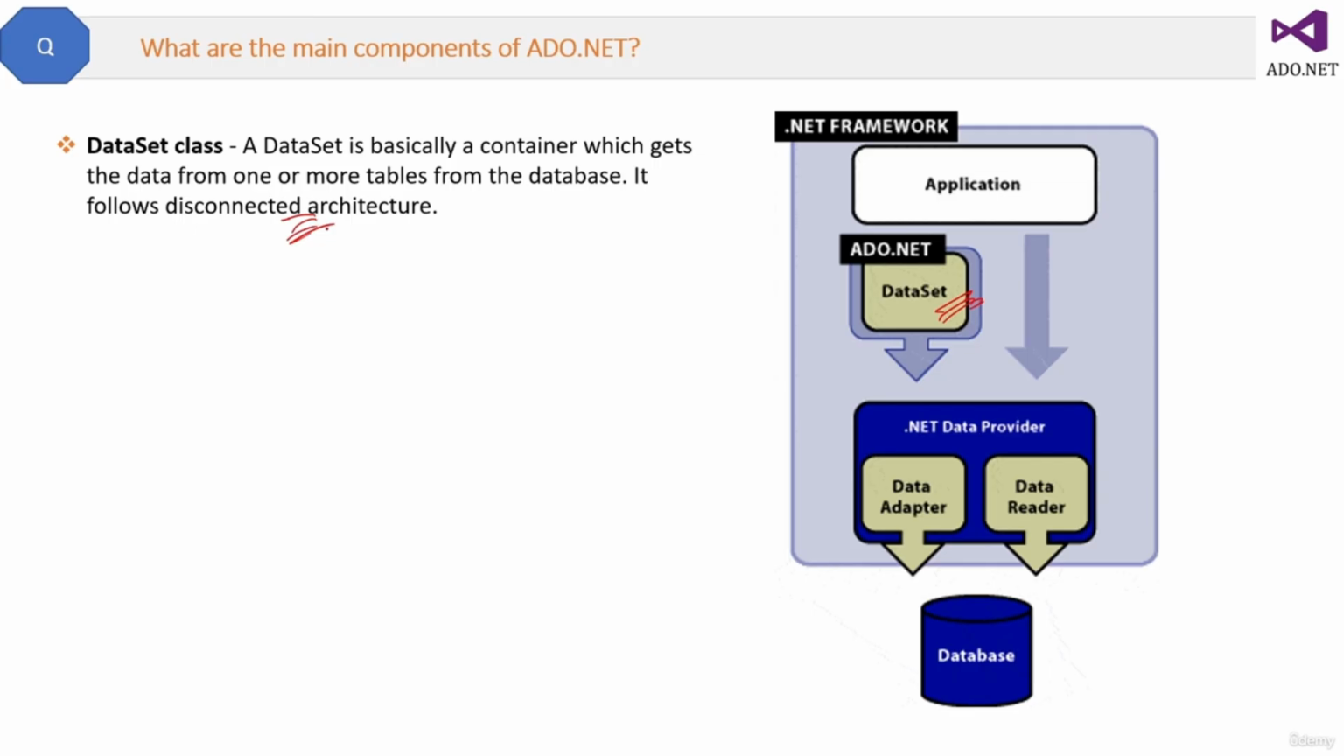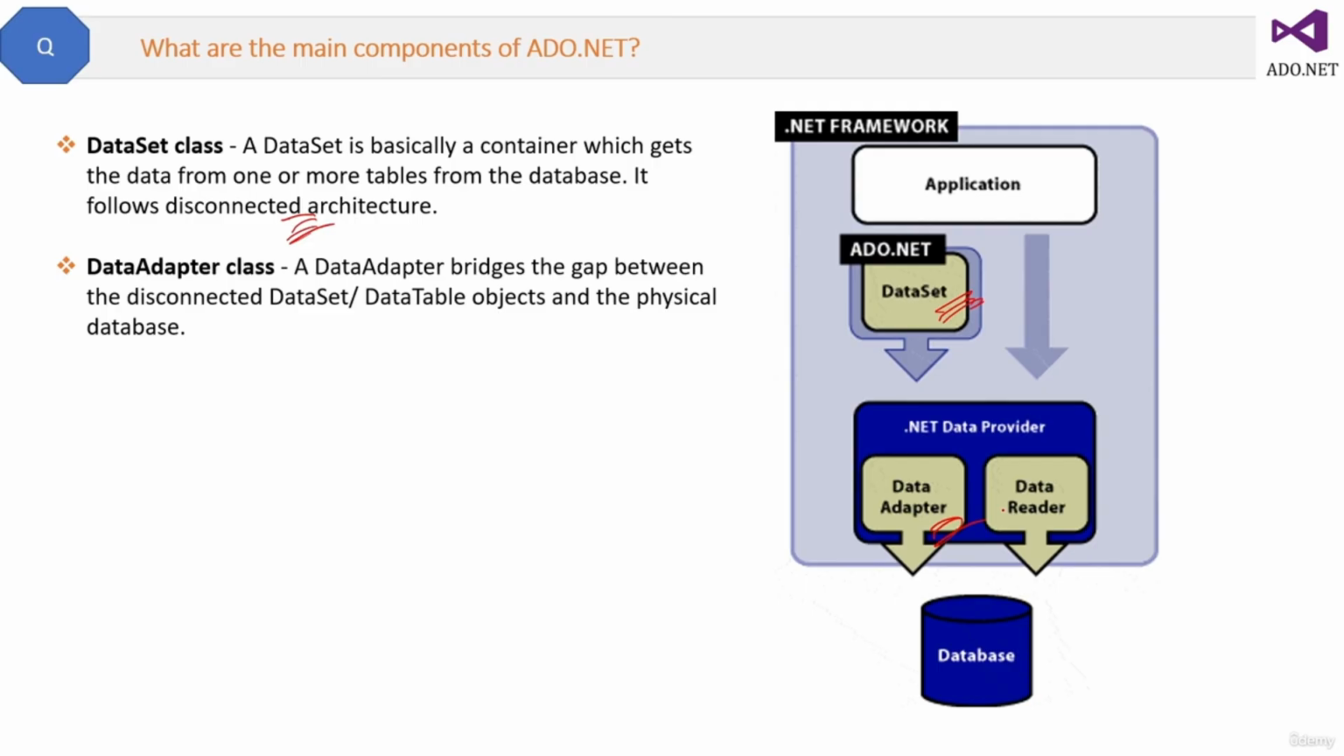The next component is the data adapter class. A data adapter bridges the gap between the disconnected data table objects and the physical database. So basically, the data adapter fills the datasets with the data from the database. That is data adapter. Then the next important component is the data reader class.